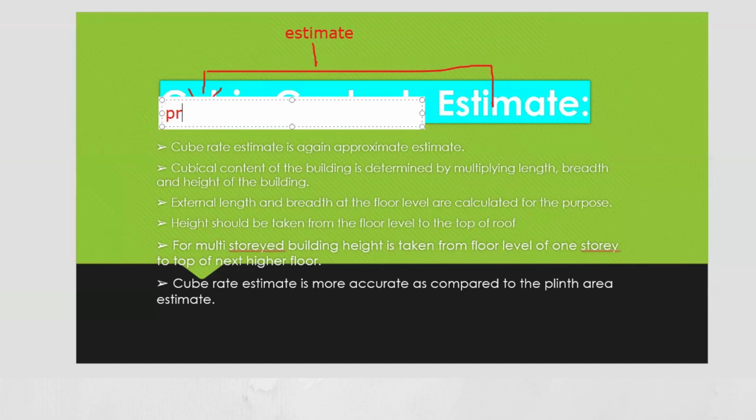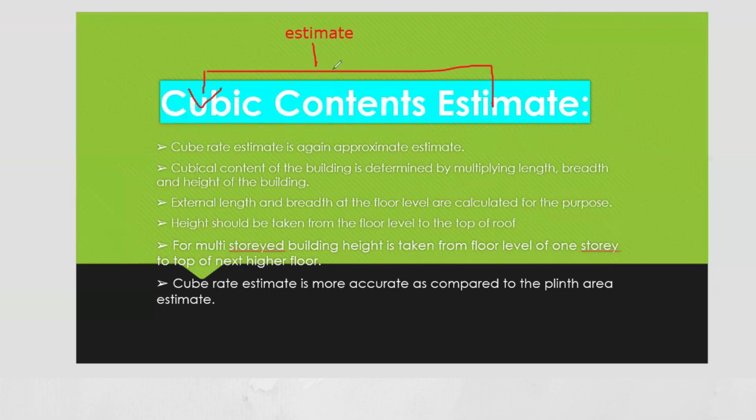The first one is preliminary, or we can say the approximate estimate. The second one is detailed, and the third one is revised estimate. Most of the estimates which we are discussing here come under the first category, that is the preliminary estimate, or we can say the approximate estimate.